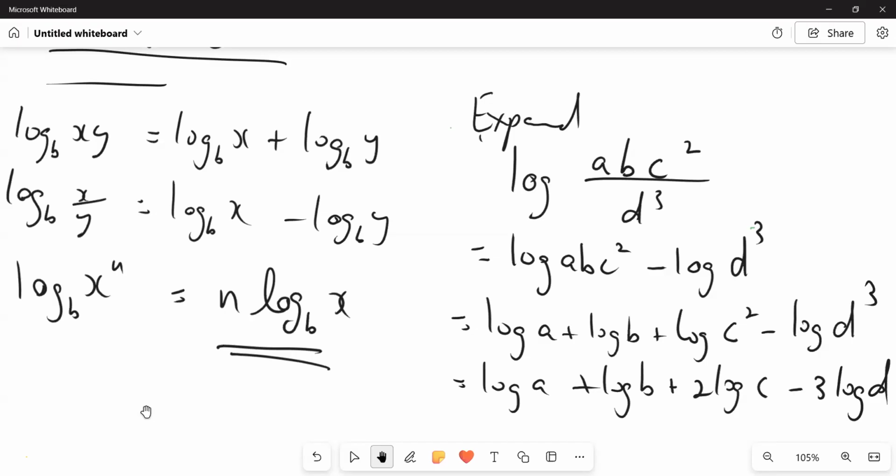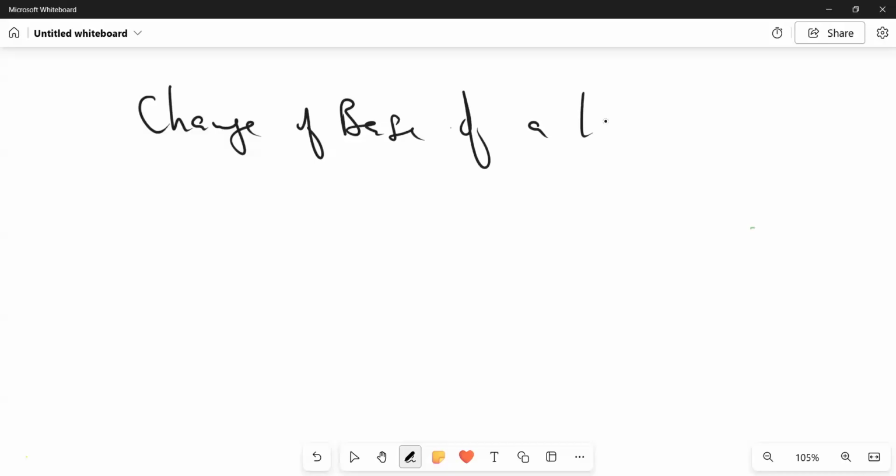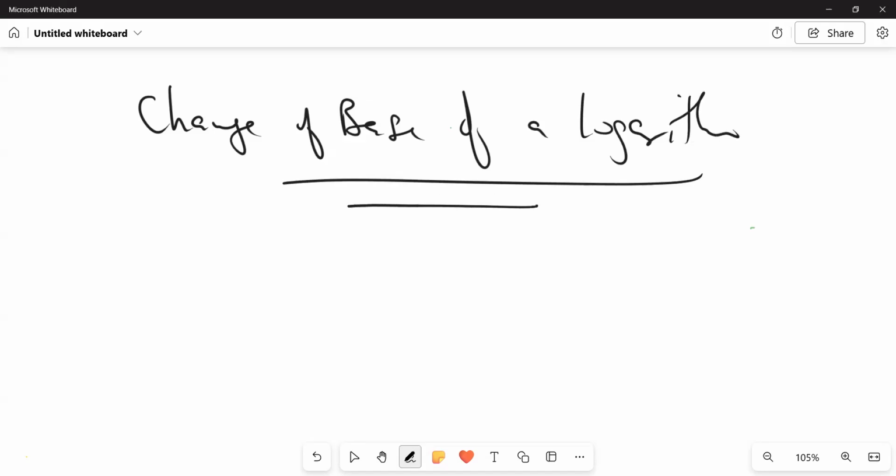There is a very valuable tool that you will use in the solution of equations that involve the exponent, where the unknown is in the exponent. And later on, when you do calculus, it's going to be a very valuable tool. And that has to do with what we call change of base of a logarithm. Right? How do you do that?